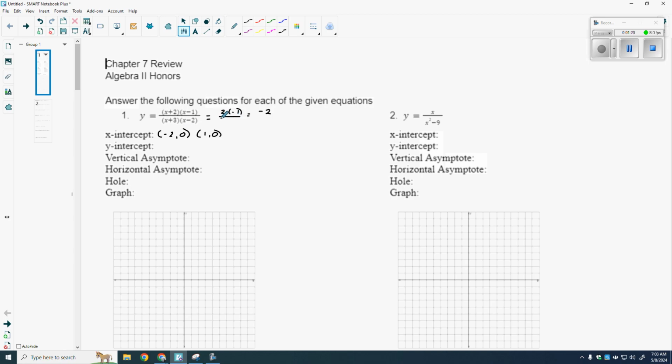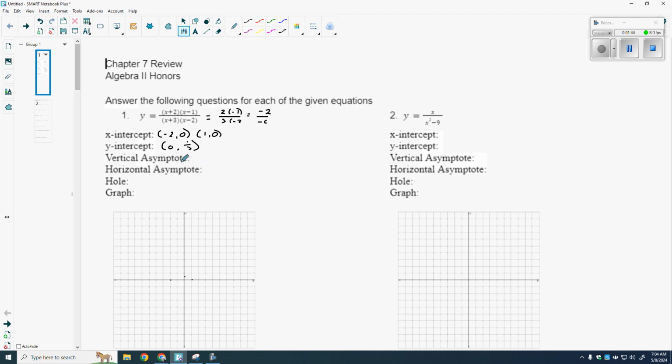On bottom, 0 plus 3 is a +3. 0 minus 2 is a -2. I multiply them together, I get -6. -2 divided by -6 is a +1/3. Again, it is an xy coordinate. This time, x is 0, and y is 1/3. I'm going to go ahead and graph those. 0, 1/3, 1, 0, -2, 0.